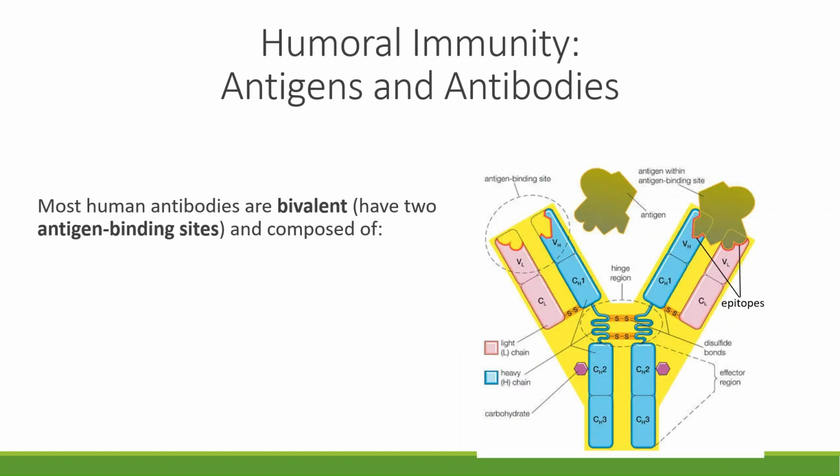Most human antibodies are bivalent, meaning they have two antigen binding sites, shown here at the tips of these branches. That is where the antibody is shaped a certain way to be able to identify an epitope of an antigen that has a certain shape to it. So we can already see how specific these antibodies therefore are.